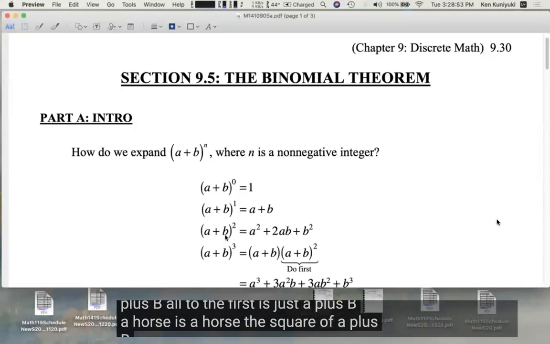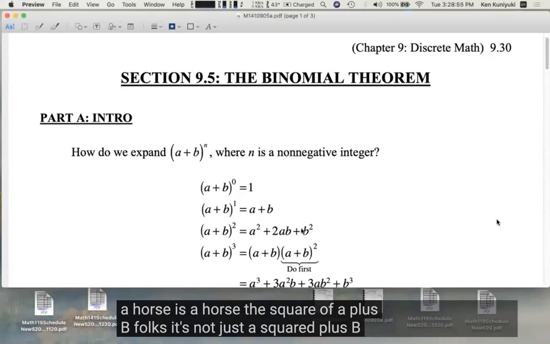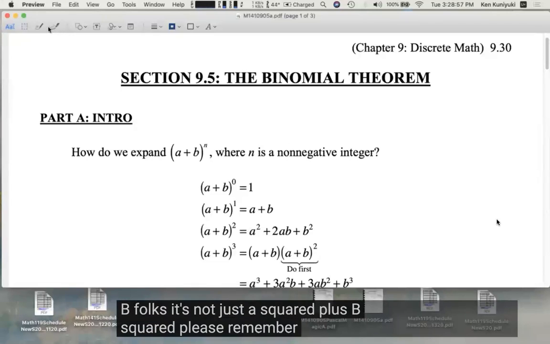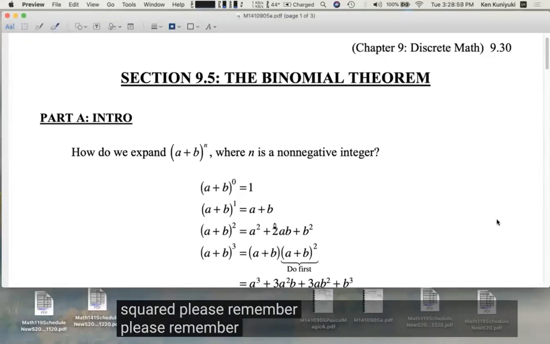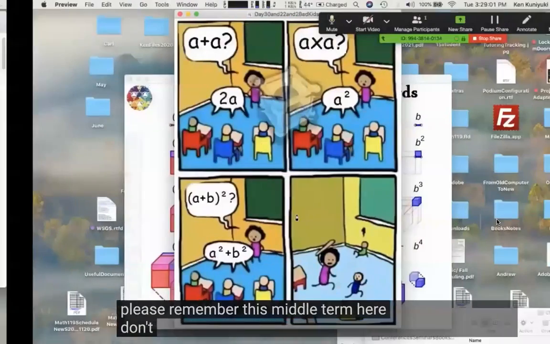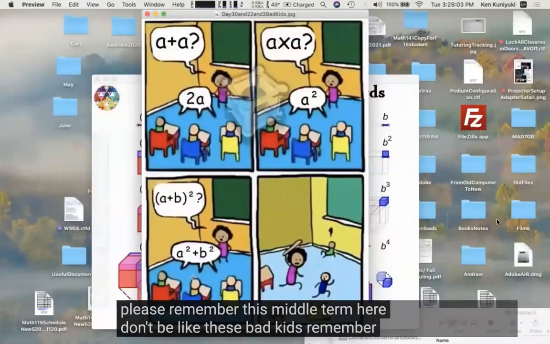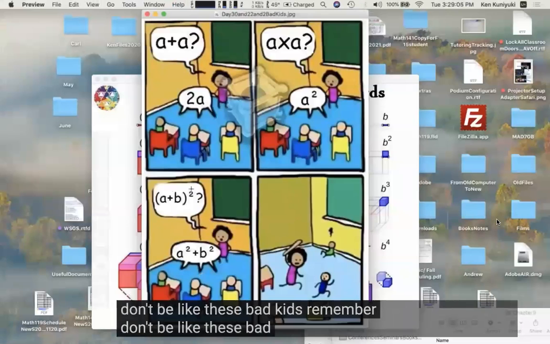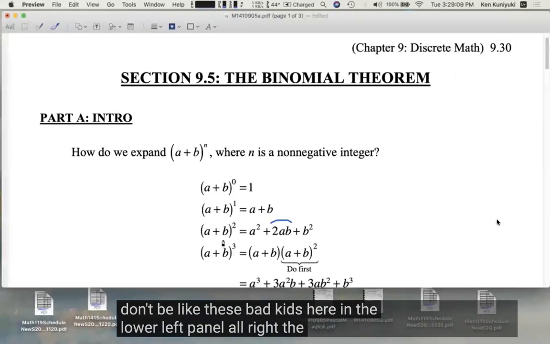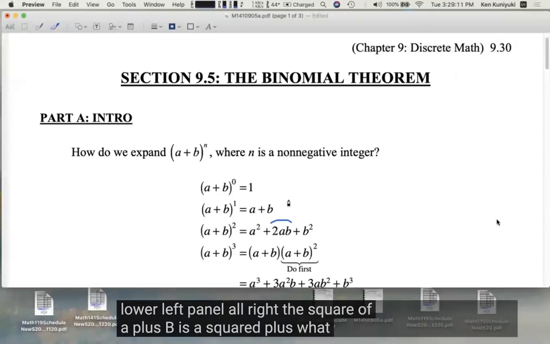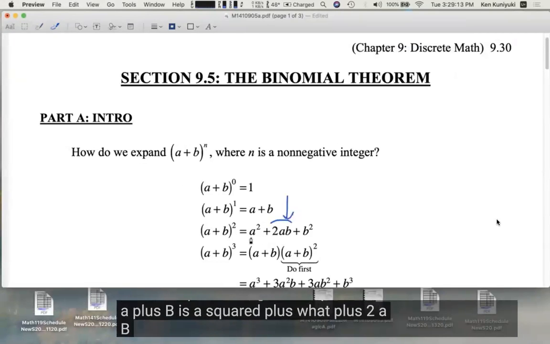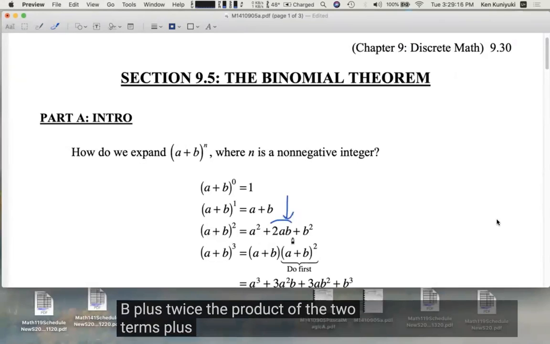The square of a plus b, folks, it's not just a squared plus b squared. Please remember this middle term here. Don't be like these bad kids here in the lower left panel. All right. The square of a plus b is a squared plus what? Plus 2ab, plus twice the product of the two terms, plus b squared.